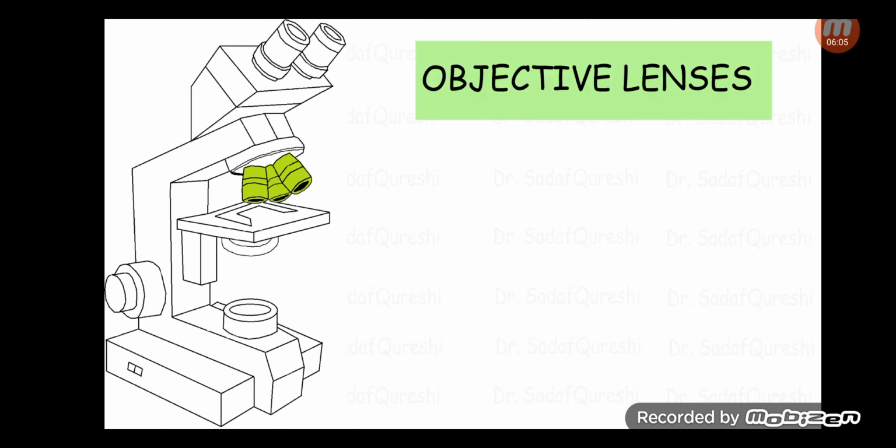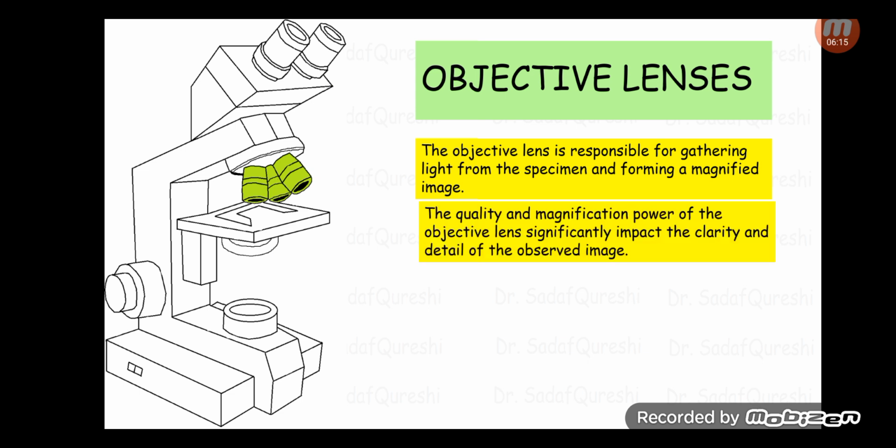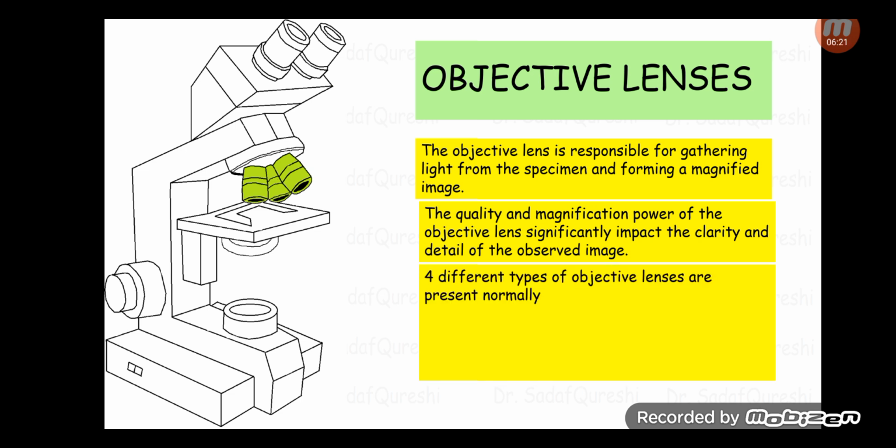The next optical part of the compound microscope is the objective lenses. The objective lens is responsible for gathering light from the specimen and forming a magnified image. The quality and magnification power of the objective lens significantly impact the clarity and detail of the observed image.